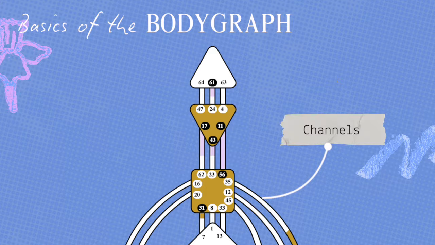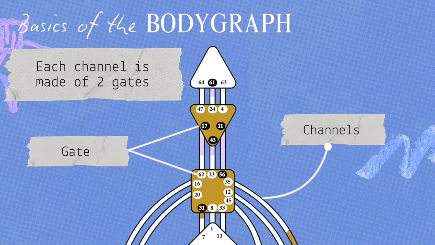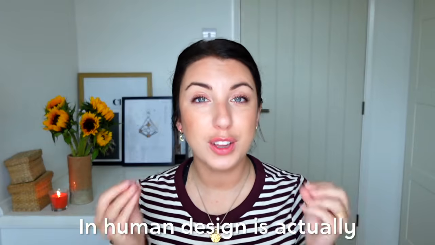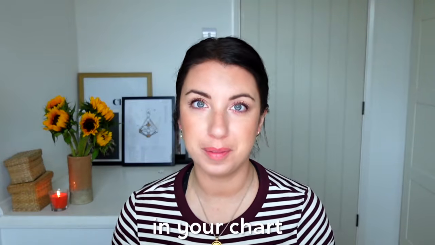These are called channels. Each channel is made up of 2 gates. These are the numbers that you see at either end of the line. You can think of these as 2 puzzle pieces that are locked together. And when both gates are activated in your chart, the whole channel lights up. In human design, it's actually those small numbers, the gates, that determine everything in your chart. Because when a gate is active in your chart, it lights up part of a channel. And if both gates are active, then the whole channel lights up and comes alive.